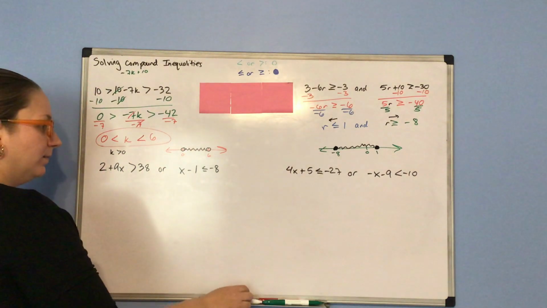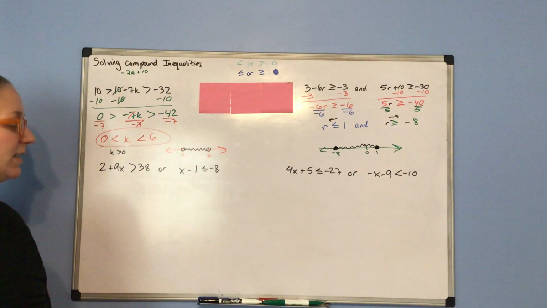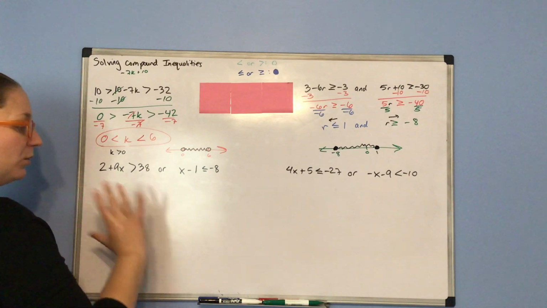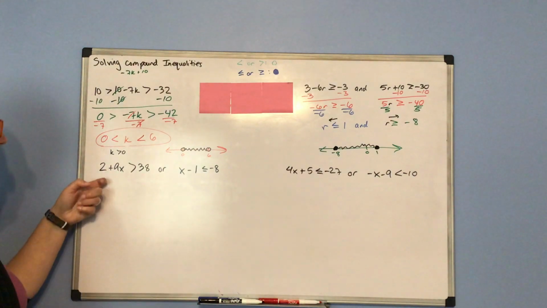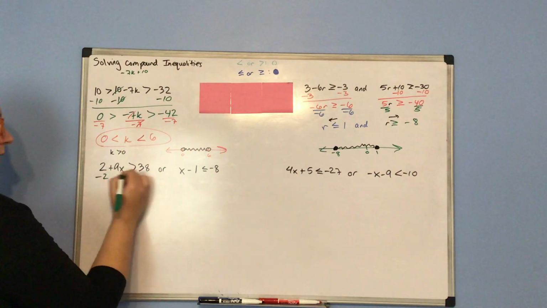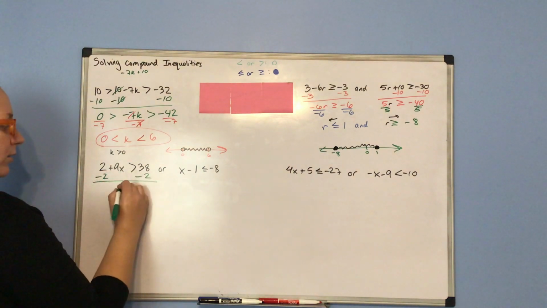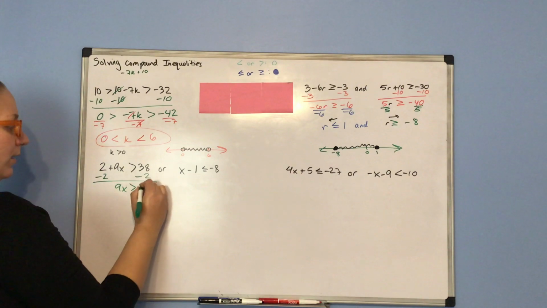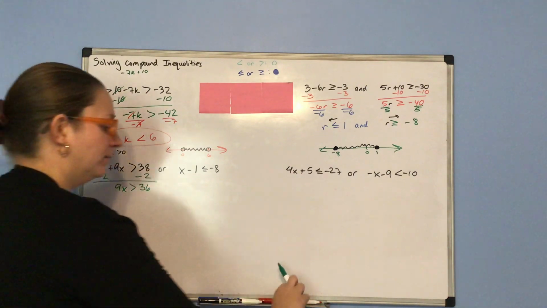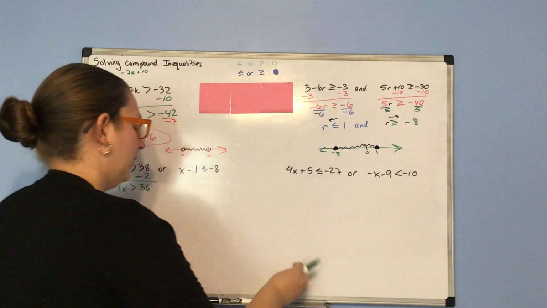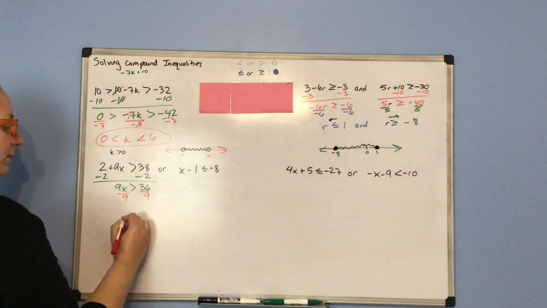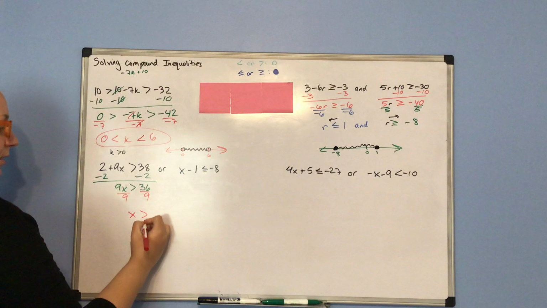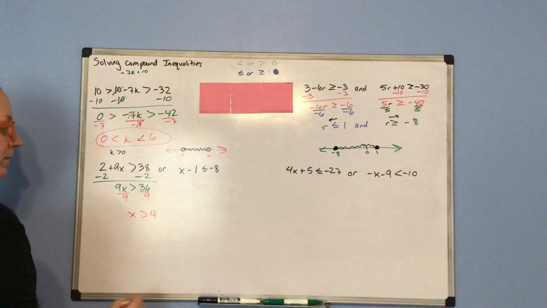All right. This time it's the same idea. We have a word in between. The word is or. We'll talk more about that when we get it completely finished. Start by solving. Undo plus 2 by subtracting 2. 38 minus 2 is 36. And then to undo multiplying by 9, we divide by 9. We get x greater than 4.